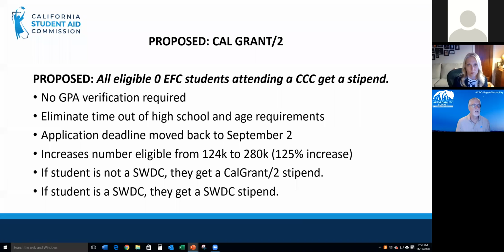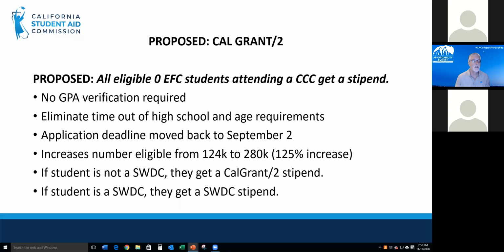So you've got students in the community college system who have dependent children, some do not. What we're proposing here is if you are not a student with dependent children, you get a Cal Grant 2 stipend. If you are a student with dependent children, you would get a student with dependent children stipend, which comes from a completely separate pot of money. And I'll talk about that in a minute.